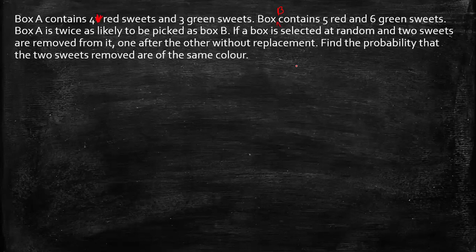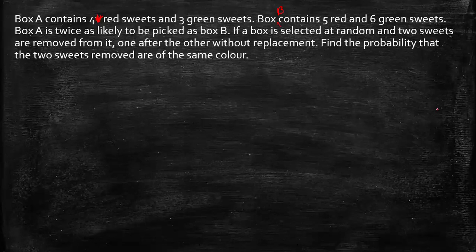Okay, some bit of correction. Box A contains 4 red sweets and 3 green. Then box B contains 5 red and 6 green sweets. Box A is twice as likely to be picked as box B. They're saying if a box is picked at random and 2 sweets are removed from it, one after the other without replacement, we find the probability that the 2 sweets removed are of the same color.